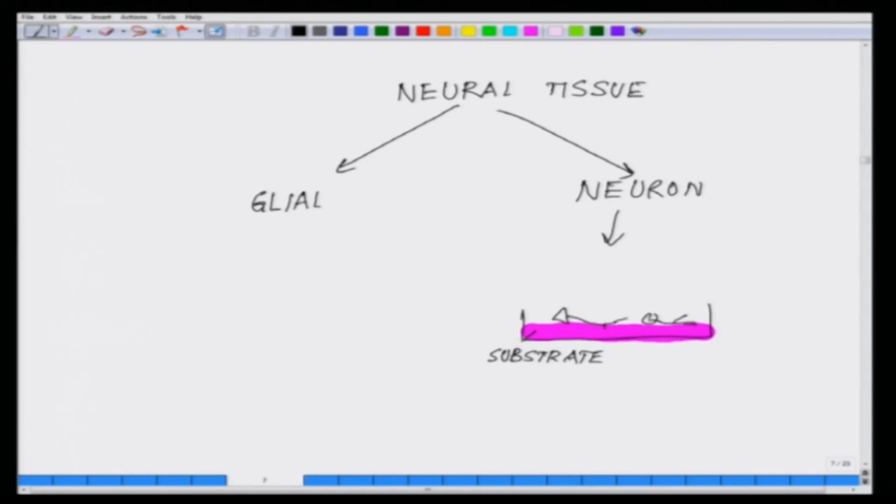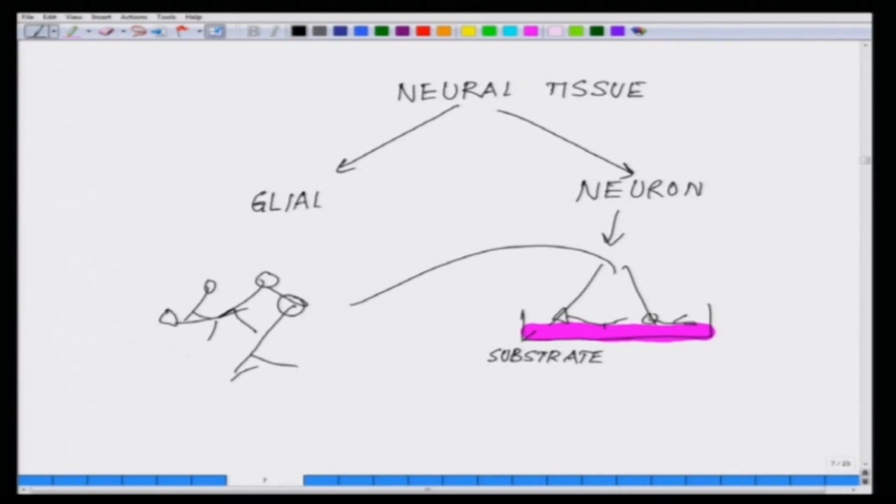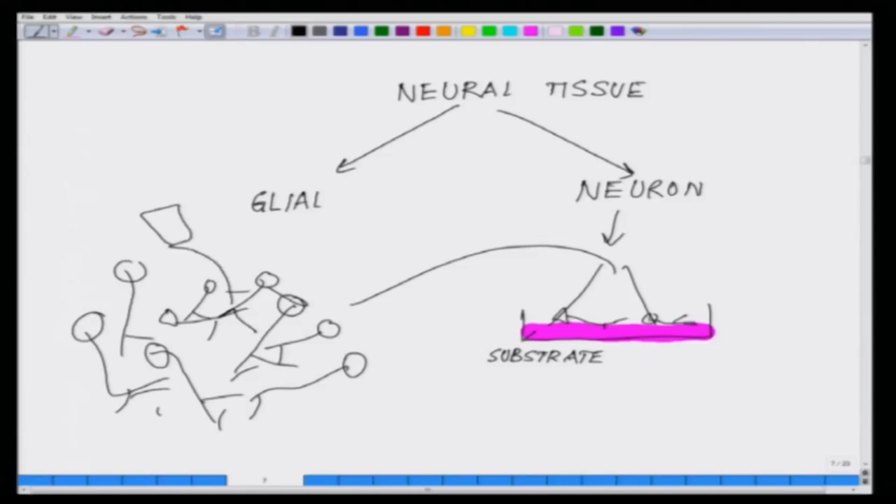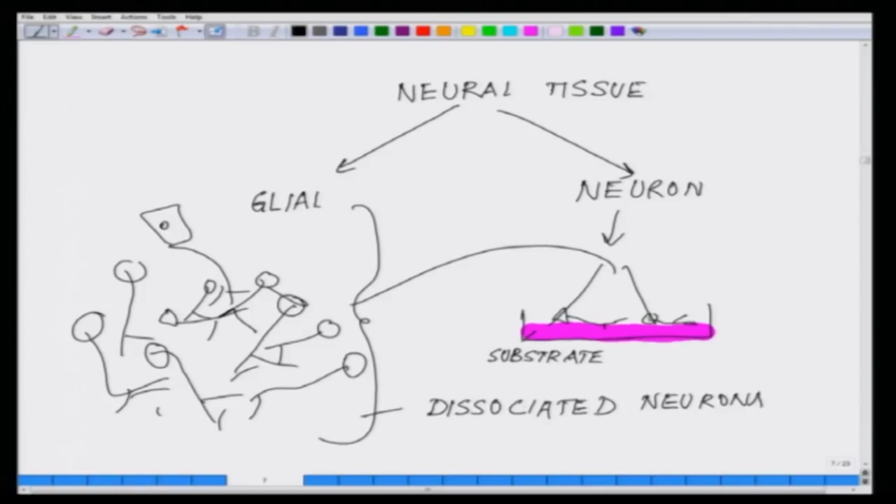If you get a top view of this, it will look like this. Neurons are all over the place. It will be a random connection between different neurons. This is a dissociated neuronal culture.